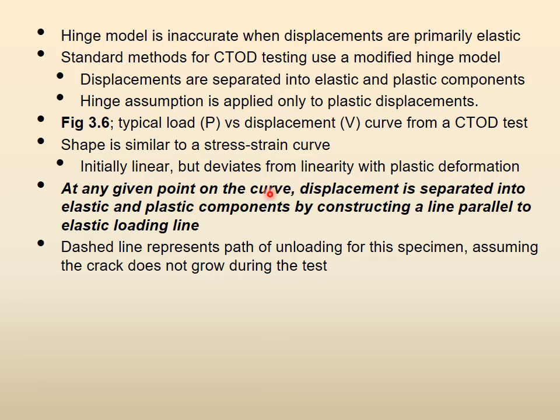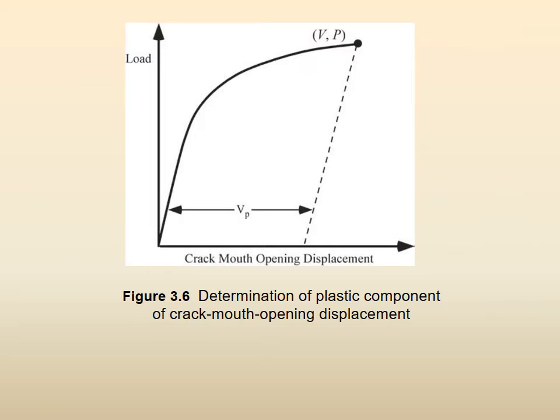So at any given point on the curve, displacement is separated into the elastic and plastic components by constructing a line parallel to the elastic loading line, just like we do in a stress strain diagram. So we do the measurements, as the load increases, then the crack tip opening is increasing. Initially it behaves in an elastic manner, then it becomes plastic. So at any point in the plastic region, if you drop a straight line here, then it is the total crack mouth opening, right?